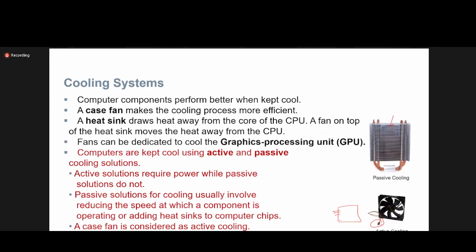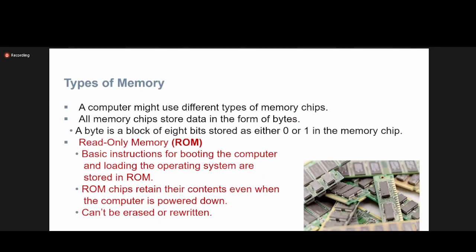So let's think of types of memory. What types of memory are there? A computer might use different types of memory chips, like ROM, right? All memory chips store data in the form of bytes, whether it is ROM, volatile or non-volatile kind, or RAM, or the different types of memory we have. But they all store data in the form of bytes, which we have already discussed.